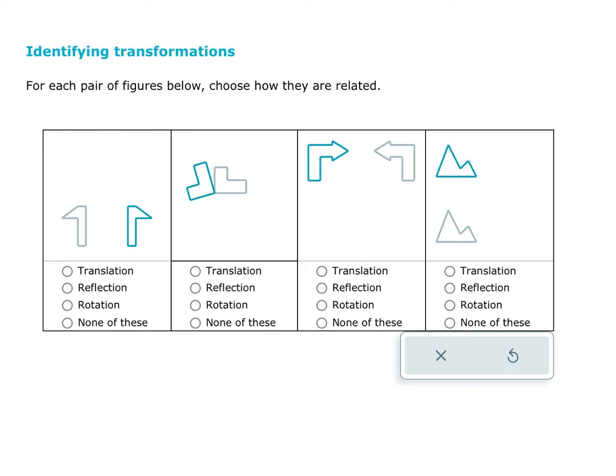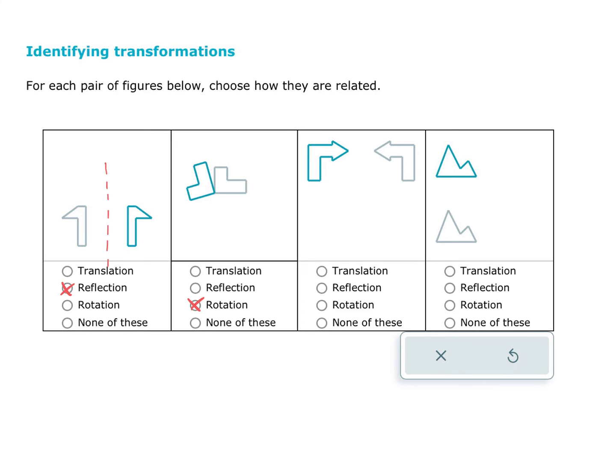Let's look at a few more. This first one right here on the left, I see again a reflection across this line. It is a flip. We flip the figures over. And the next one, I see a rotation point. This right here, it looks like it turned on this point or pivoted on that point. So that is a rotation.